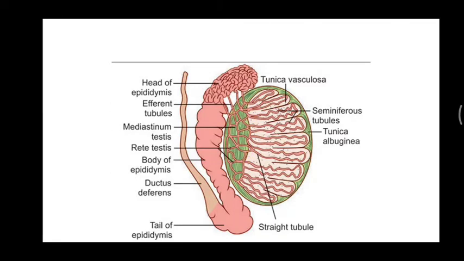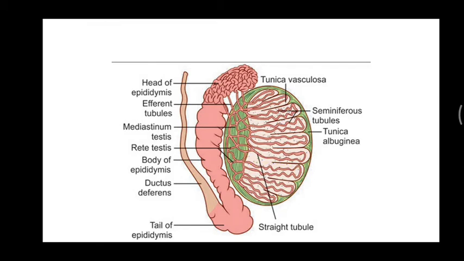The visceral layer of the tunica vaginalis, which I have mentioned in the beginning, will not cover the region of the mediastinum testis. Numerous septae passing from the mediastinum testis to the substance of the testis will be dividing the testis into a number of lobules. Each one is a lobule. This one is a lobule. This one is a lobule.